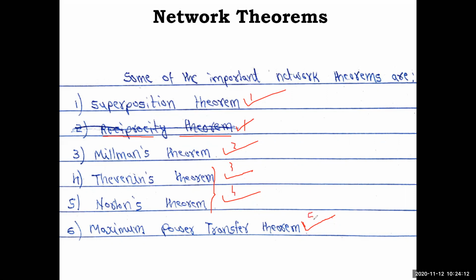What we are going to study in each theorem is, first, its statement and proof. This is a theory question they will ask, so we will learn the statement and proof of each theorem. In the second part we will solve problems or applications of these theorems to networks. That is what we are going to do in this module. First we will take up the superposition theorem, its concept, statement, and then proof, and then we'll see its examples. Like that we'll continue.